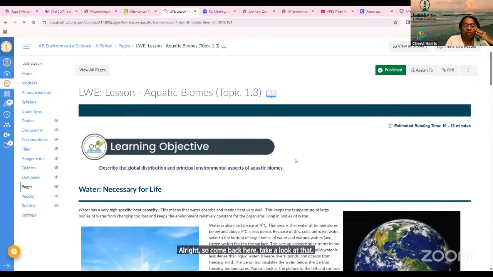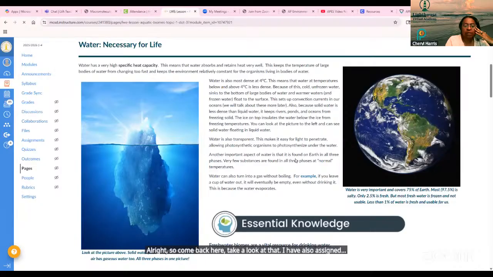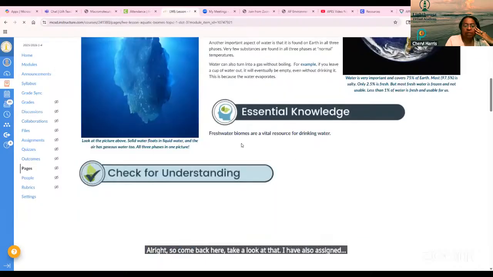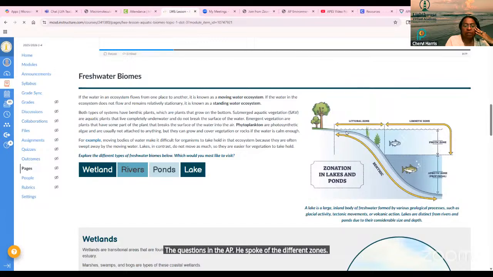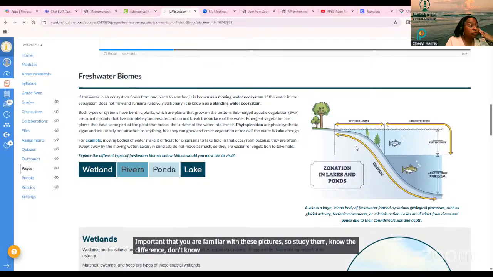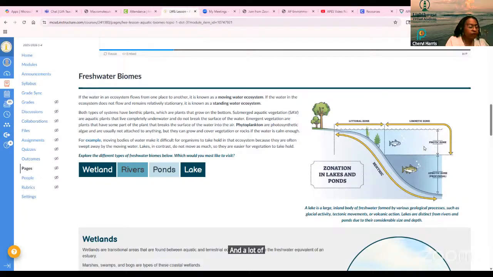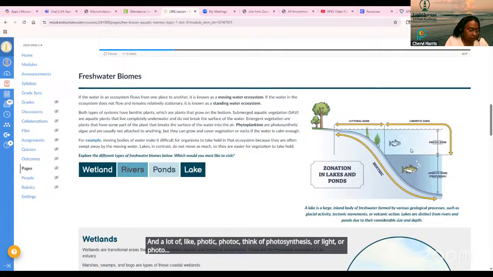I have also assigned the questions in the AP. He spoke of the different zones. So it's important that you are familiar with these pictures. So study them, know the different zone, know what lives in what zone and what does not. And think of photosynthesis or light or photo. You need light in this area for things to reproduce. So that's where photosynthesis will take place.